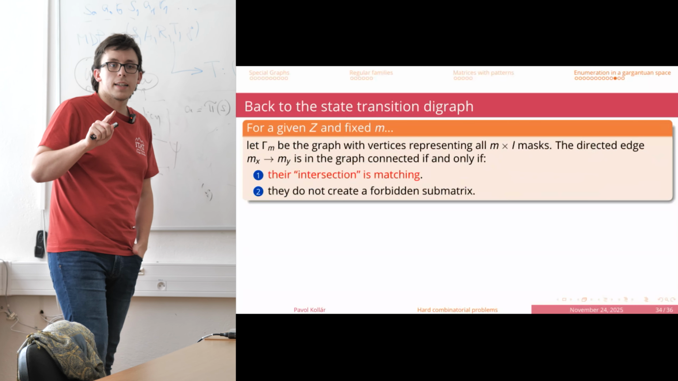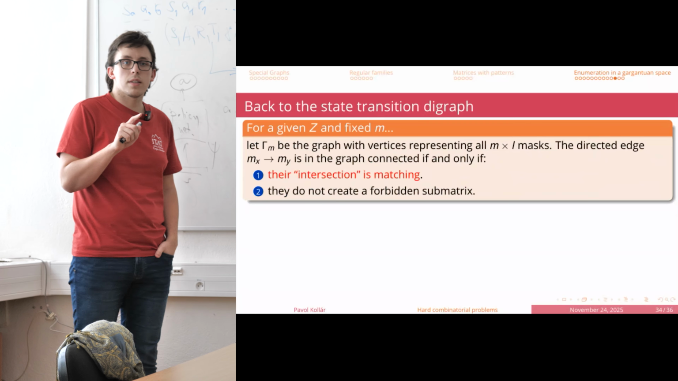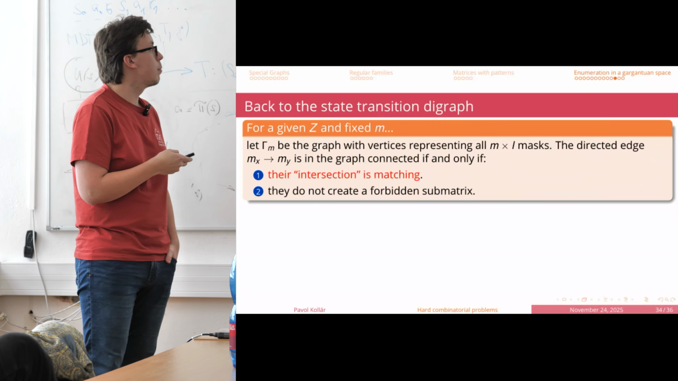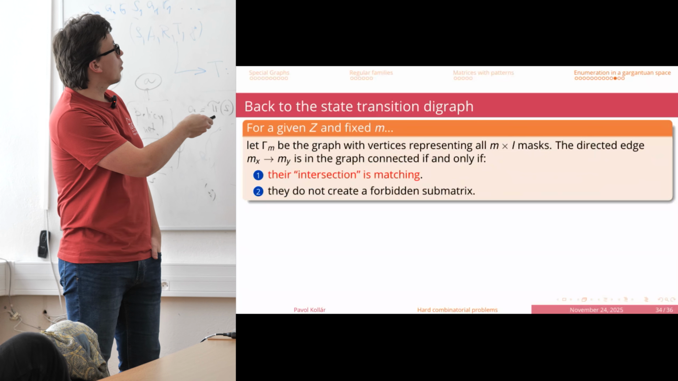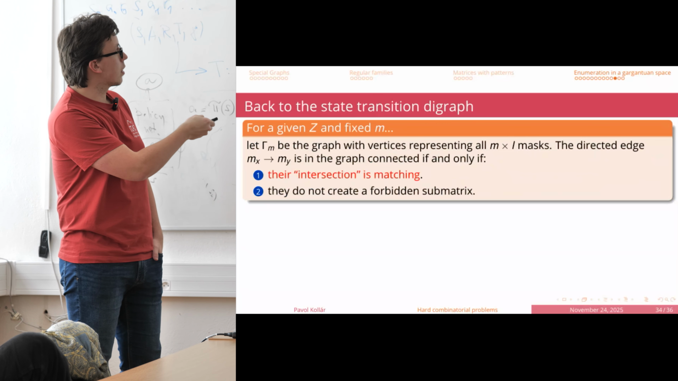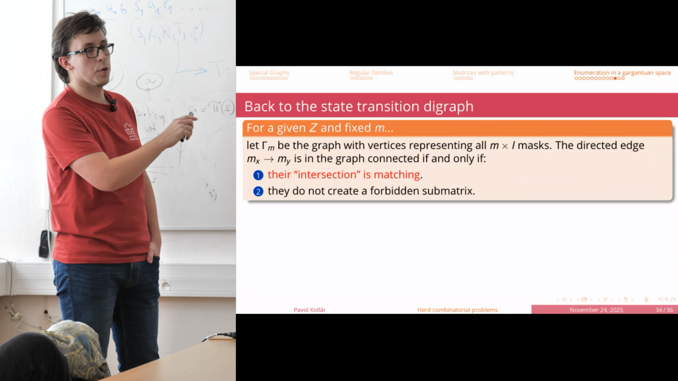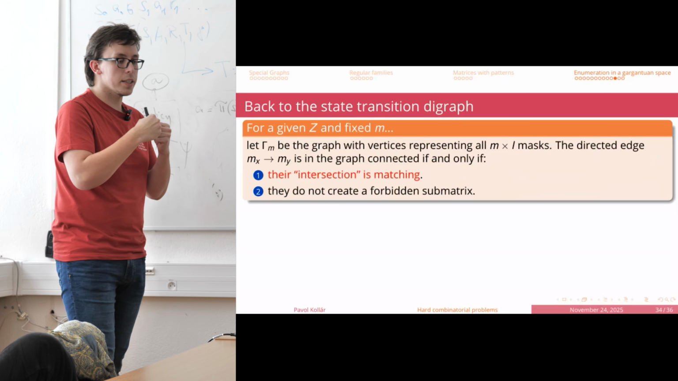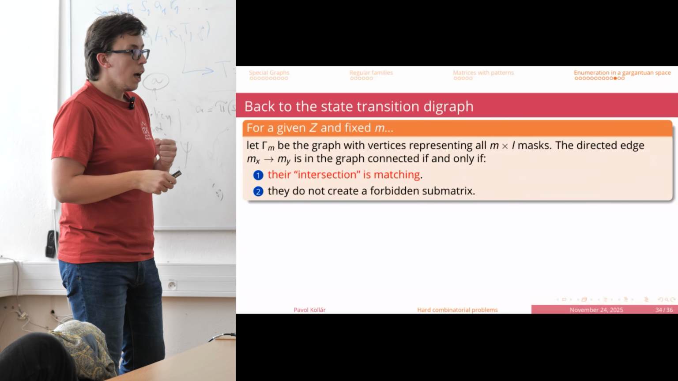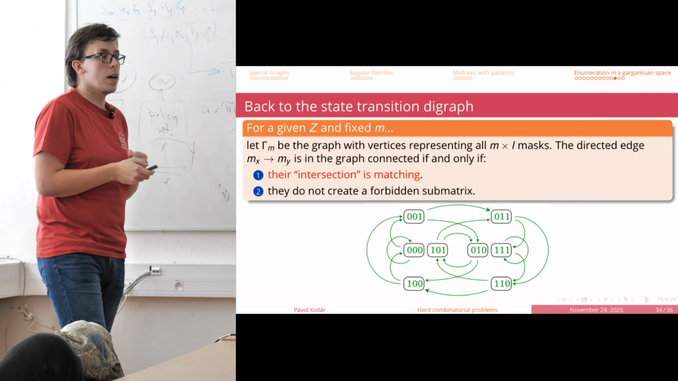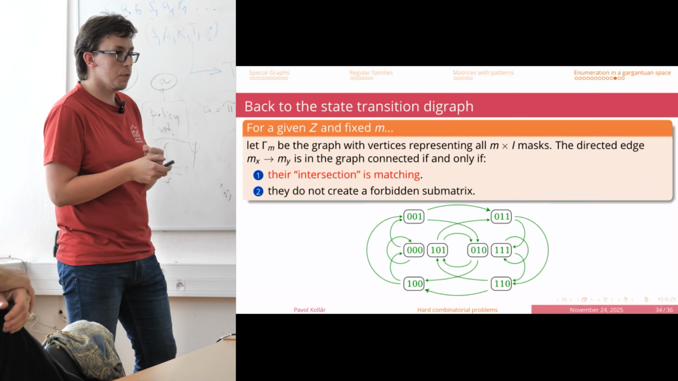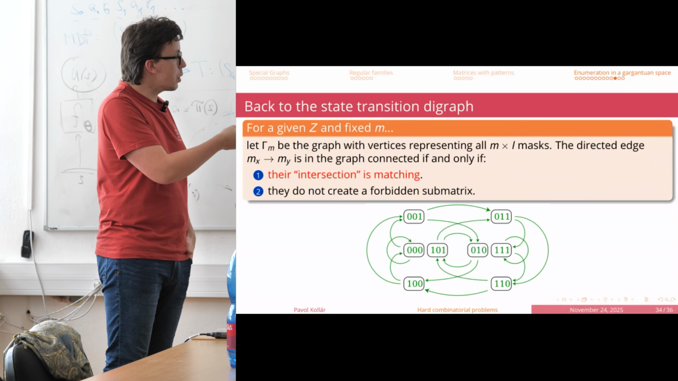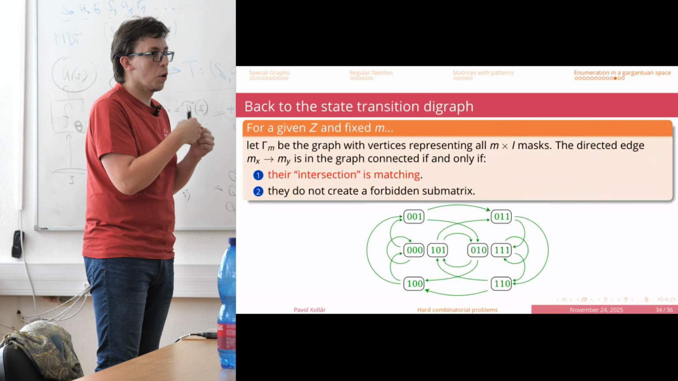And one more thing that I advertised in the abstract was the De Bruijn graphs, which we haven't seen yet, and I'll show you why they pop up. Let's for now forget in the transition graph about these forbidden submatrices, and just consider the masks and that their intersection must be matching. This is precisely what De Bruijn graphs are, where you take strings of, for example, zeros and ones, and you make an edge between any two vertices that can follow from one another.